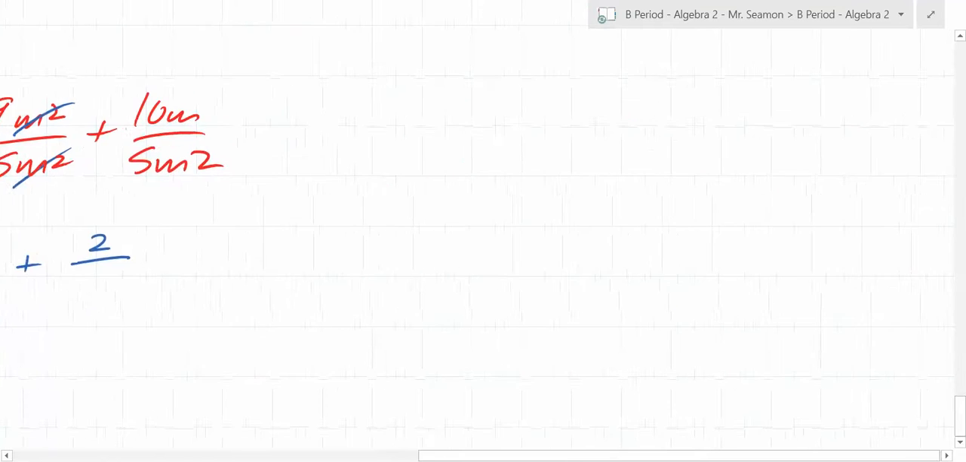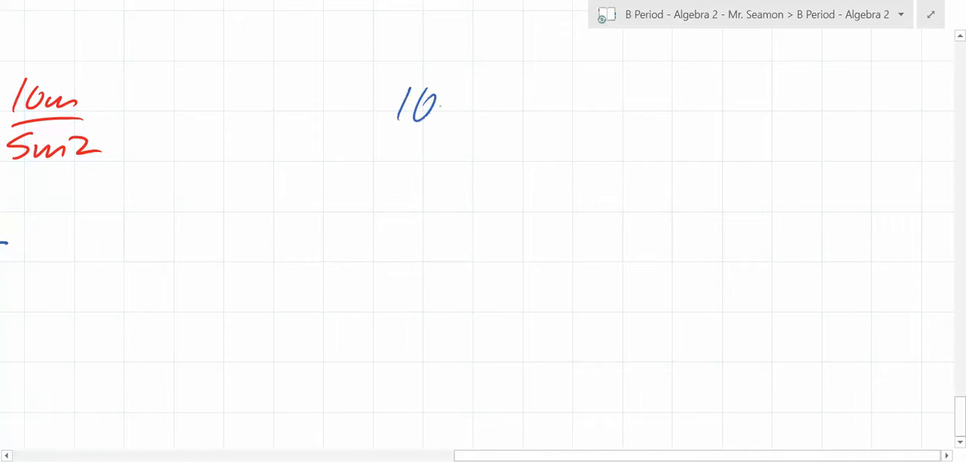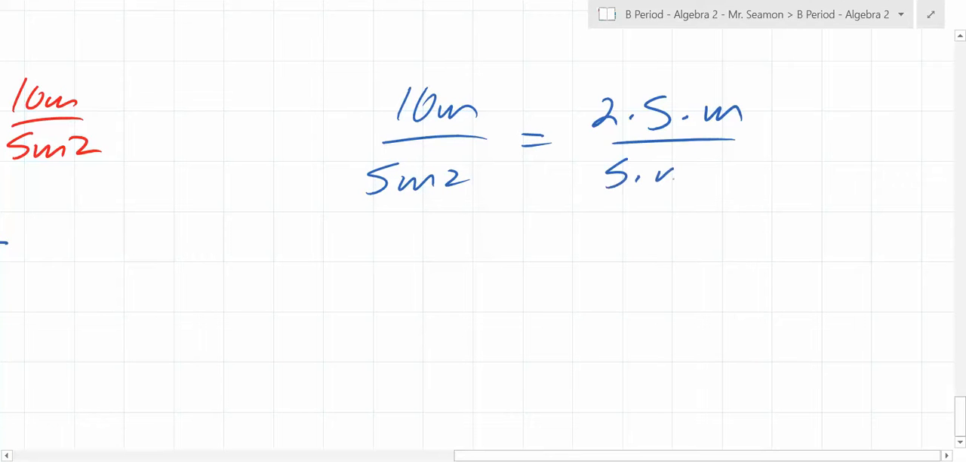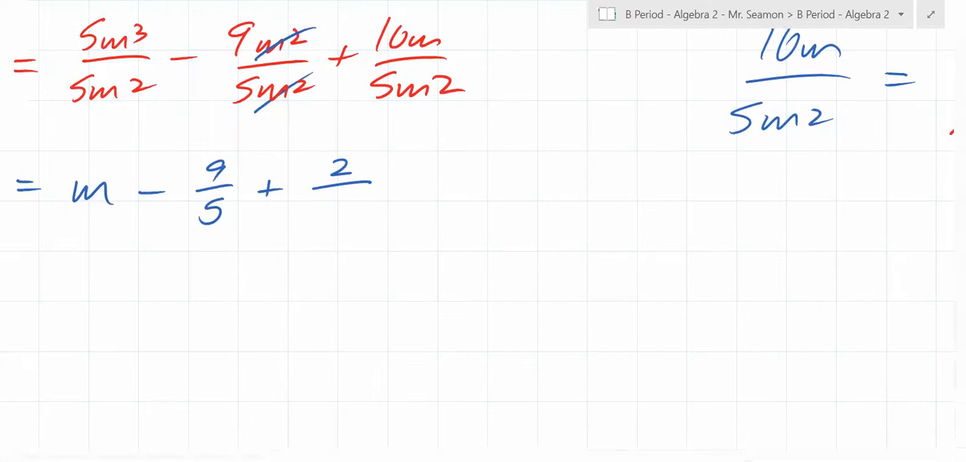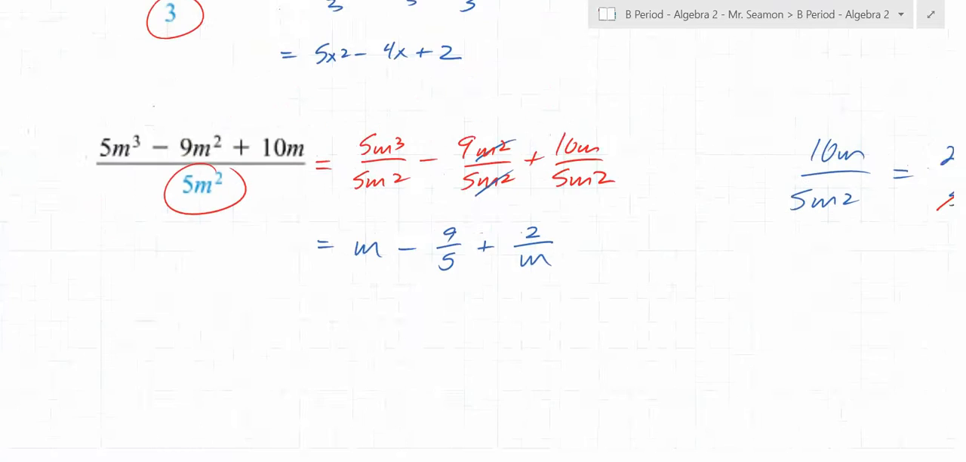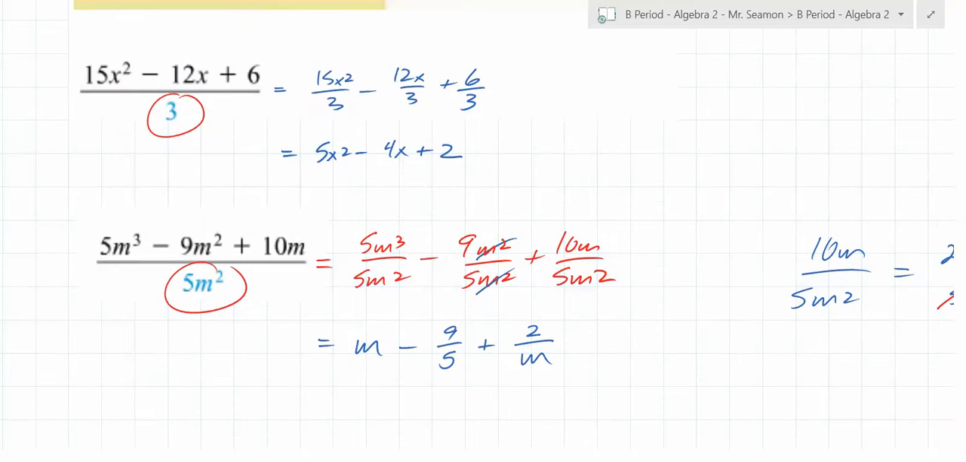Okay, kids. Let's go back to basic exponents. 10m over 5m squared is equal to 2 times 5 times m over 5 times m times m. What cancels? The 5s. So what are you left with? 2 over what? M. So this is equal to 2 over m right here. Okay. Was the system pretty much the same right here? Yes. It was pretty much the same.